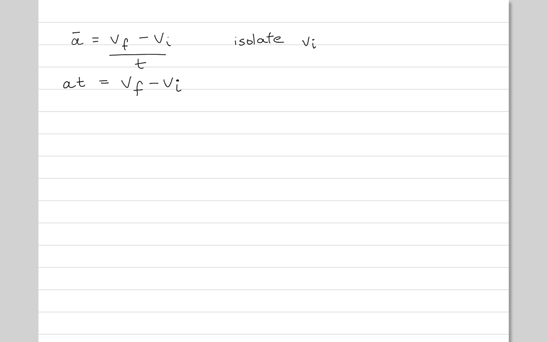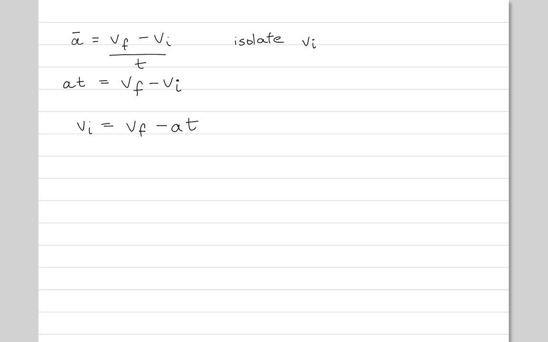I would put the VI on the other side. Why? Good. You want it positive. That means the AT's got to move. So bring the AT to the other side, and it becomes negative. So VI flips over, and AT flips over, and you switch the sign. That kind of algebra has to be in your back pocket. You got to be able to do that no problem in this course.